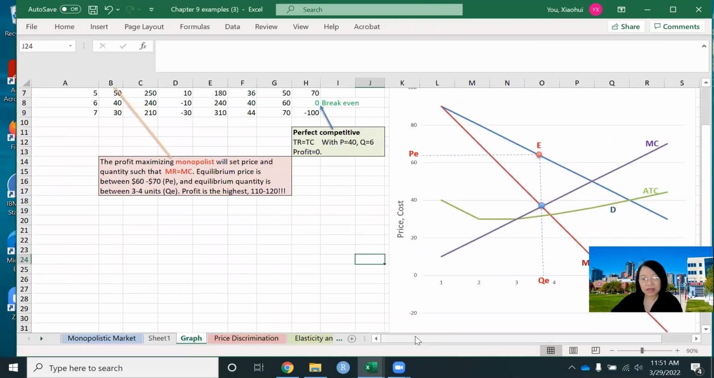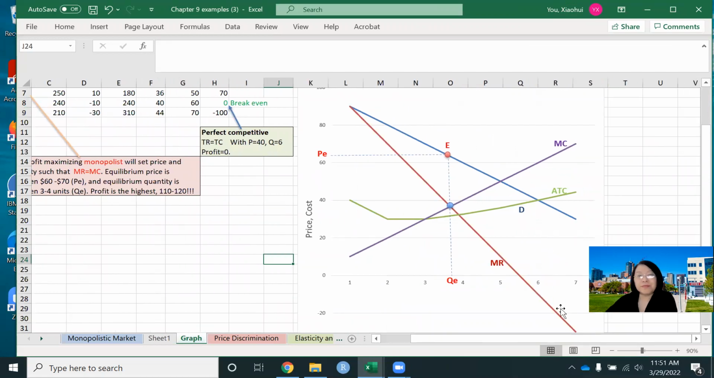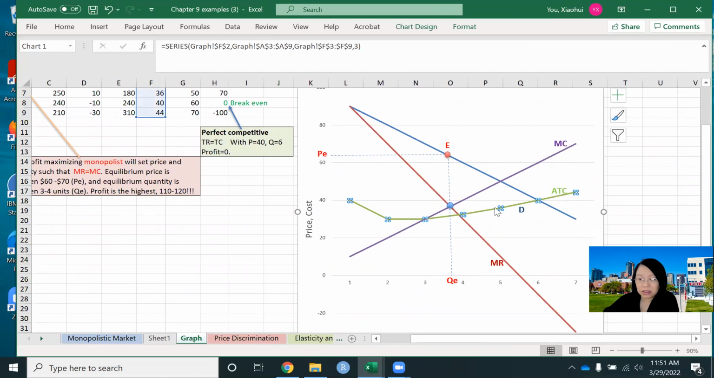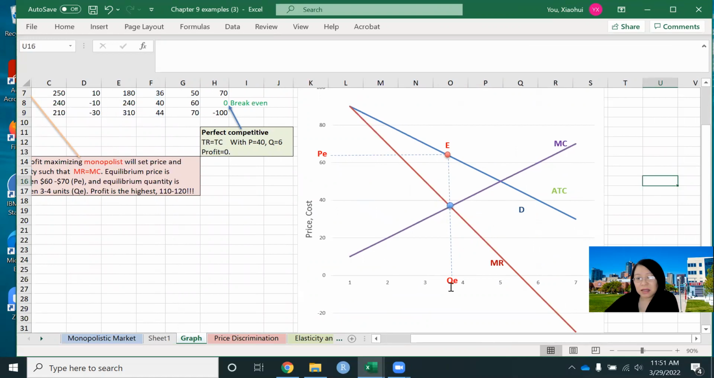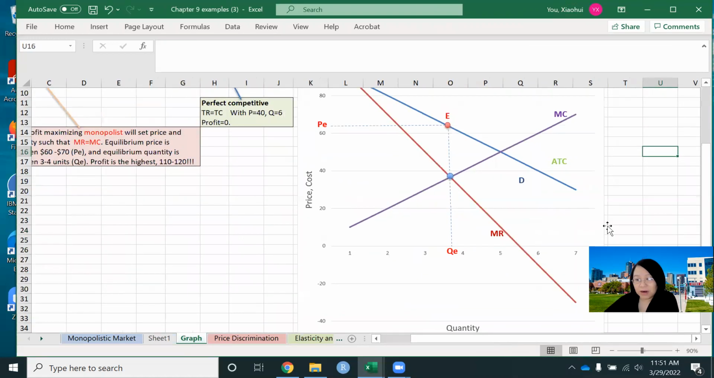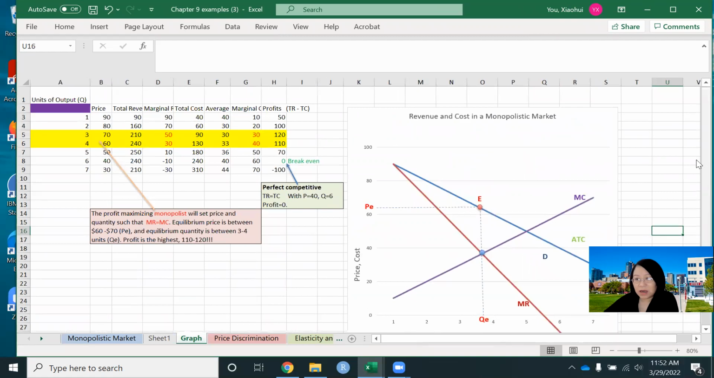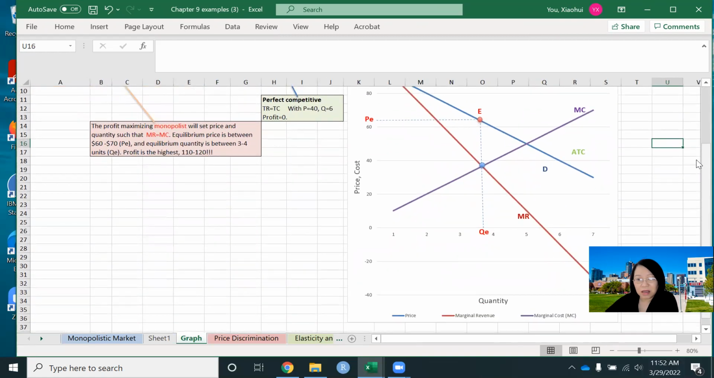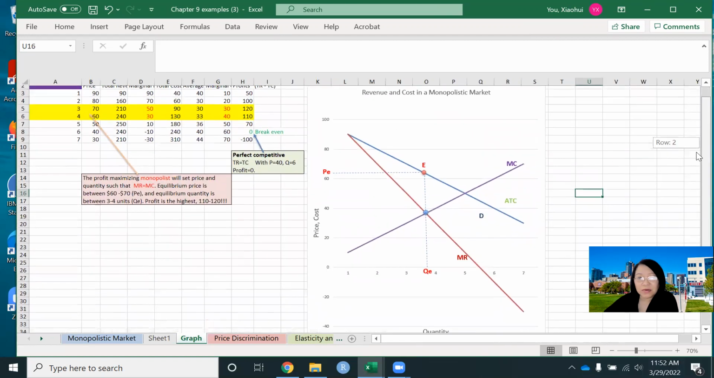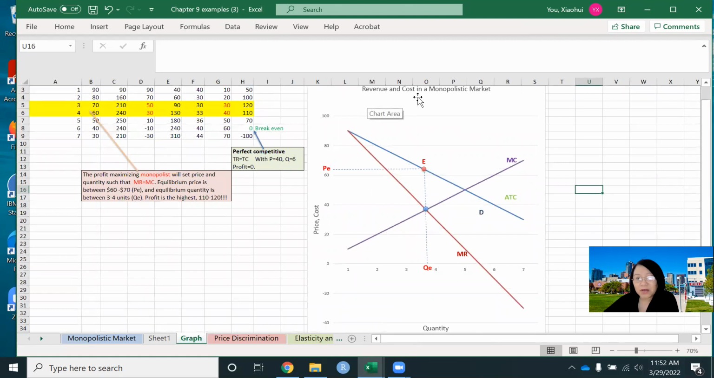Now I actually have the graph here. When you click the graph, now let's look at the graph. See, this is exactly the graph. But in this graph, I include the ATC. I can remove it here. I just choose the ATC and delete it. Now let's look at this graph. Let me make it a little bit smaller, maybe even further. Okay, so now this is revenue and cost in a monopolistic market, right?